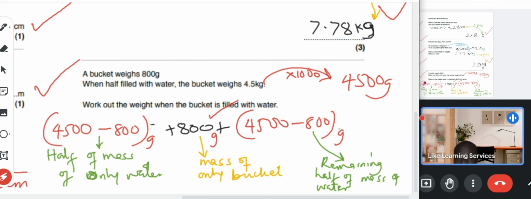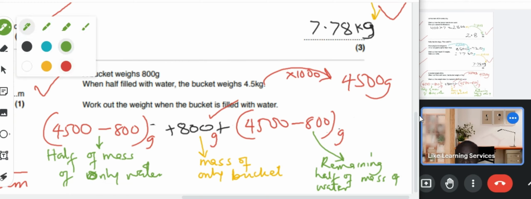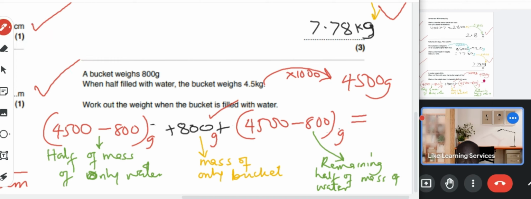So when everything is now full, you do 4,500 minus 800 for the half, plus 800 for the pocket, plus 4,500 minus 800 for the other half. So what would all of this give you? Please add up and give me the final answer. That's 4,500 minus 800, then you add it to 800, then you add it to 4,500 minus 800. Final answer.